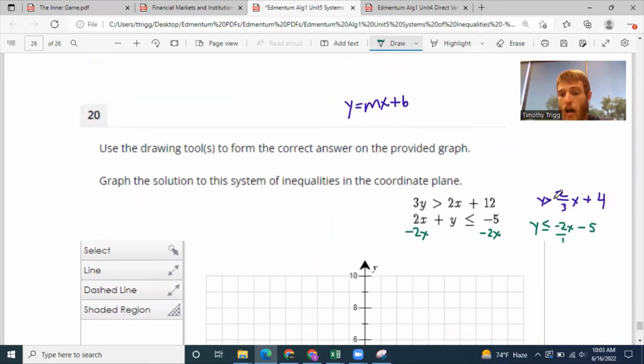Now for this top one, do you think you'd shade above or below? Well, you'd shade above because it's a greater than. And would it be a solid line or a dashed line? A dashed line in this case, because it's strictly greater than, it doesn't have the or equal to. Whereas the bottom equation has the less than or equal to. So would you shade above or below that line? Below. And since it has the or equal to, would it be a solid line or a dashed line? A solid line in this case.